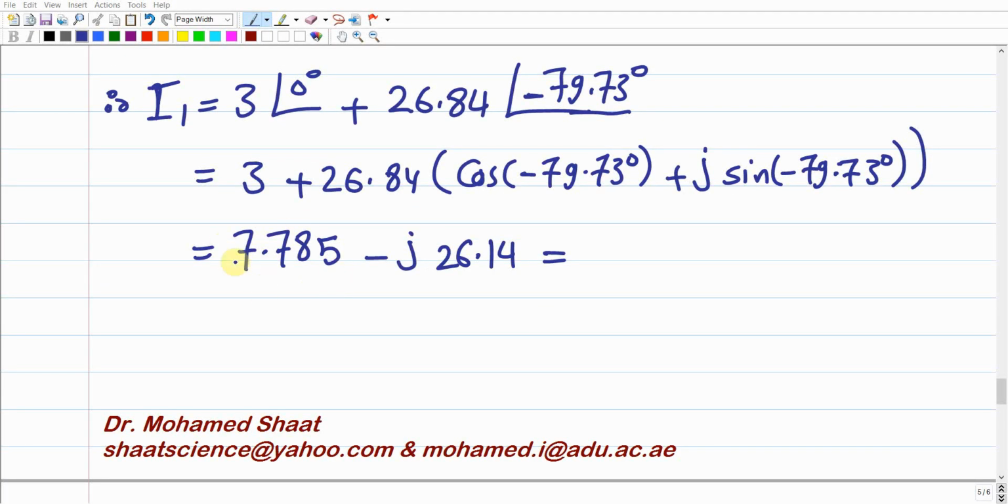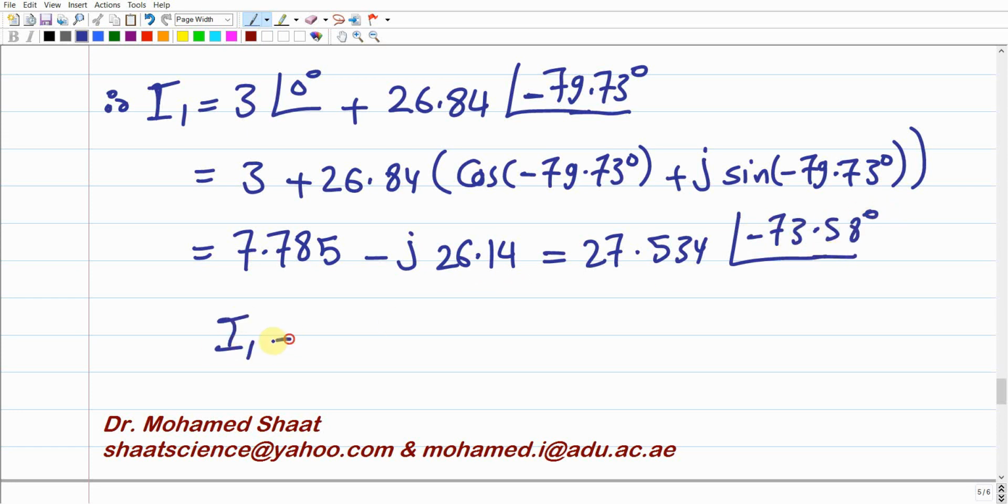So doing the calculation, the real part is 3 plus 26.84 cosine of this angle, and we end up with this value. Then 26.84 times the sine gives us this value, and it is negative because the sine reflects the negative sign. Taking the square root of this value squared plus this value squared gives us the magnitude, 27.534, and the angle is going to be the tan inverse of the imaginary divided by the real, which gives us negative 73.58 degrees.